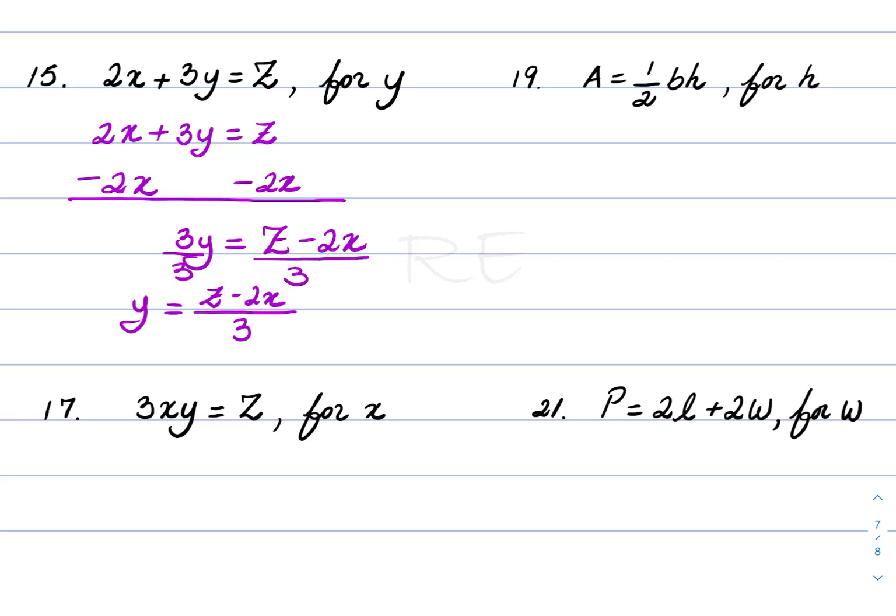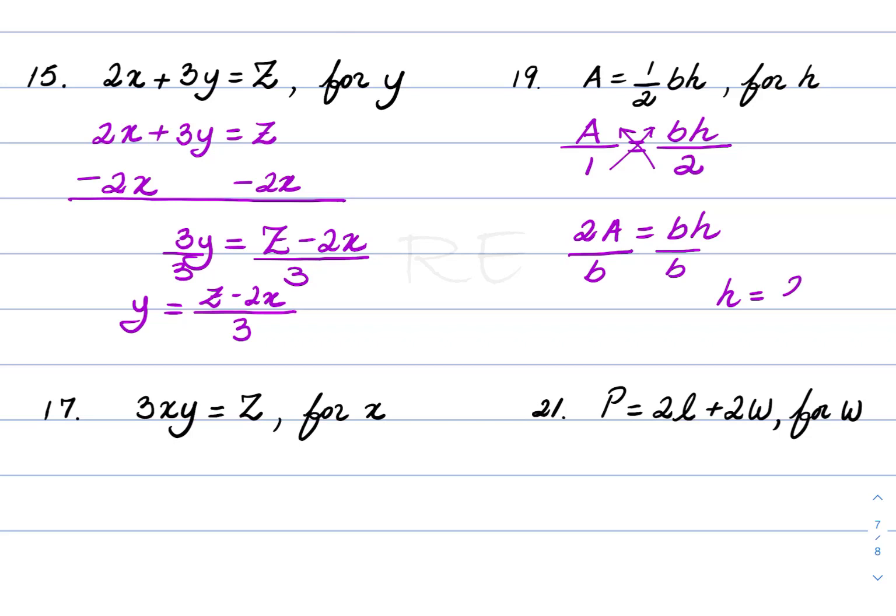Let's rewrite 19. A will be written as a over 1, and half of bh will be written as bh over 2. We cross multiply. 2 times a is 2a. 1 times bh is just bh. We're solving for h, so we divide both sides by b. Therefore, h is equal to 2a over b.